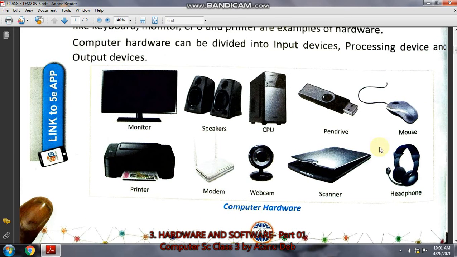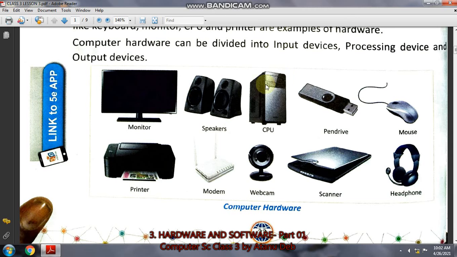These are all given on page number 22 of your book: monitor, speakers, printer, scanner, headphone, pen drive. These are all hardware. Here some are input devices, some are output devices. Speaker is an output device. CPU is a processing device. Webcam is an input device. So these are computer hardware devices.